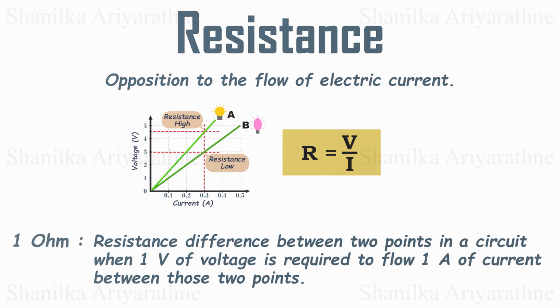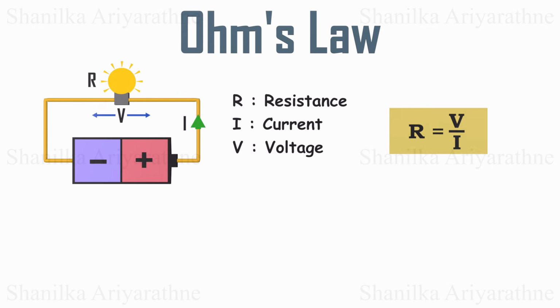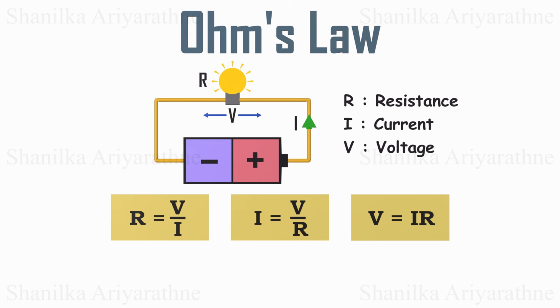The definition of resistance gives us the relationship between resistance, voltage, and current. These three quantities are the basic pillars of electrical and electronic engineering. To honor Georg Simon Ohm, we call this relationship Ohm's law. We can express Ohm's law in three forms. Resistance equals voltage divided by current. Current equals voltage divided by resistance. Voltage equals current times resistance.